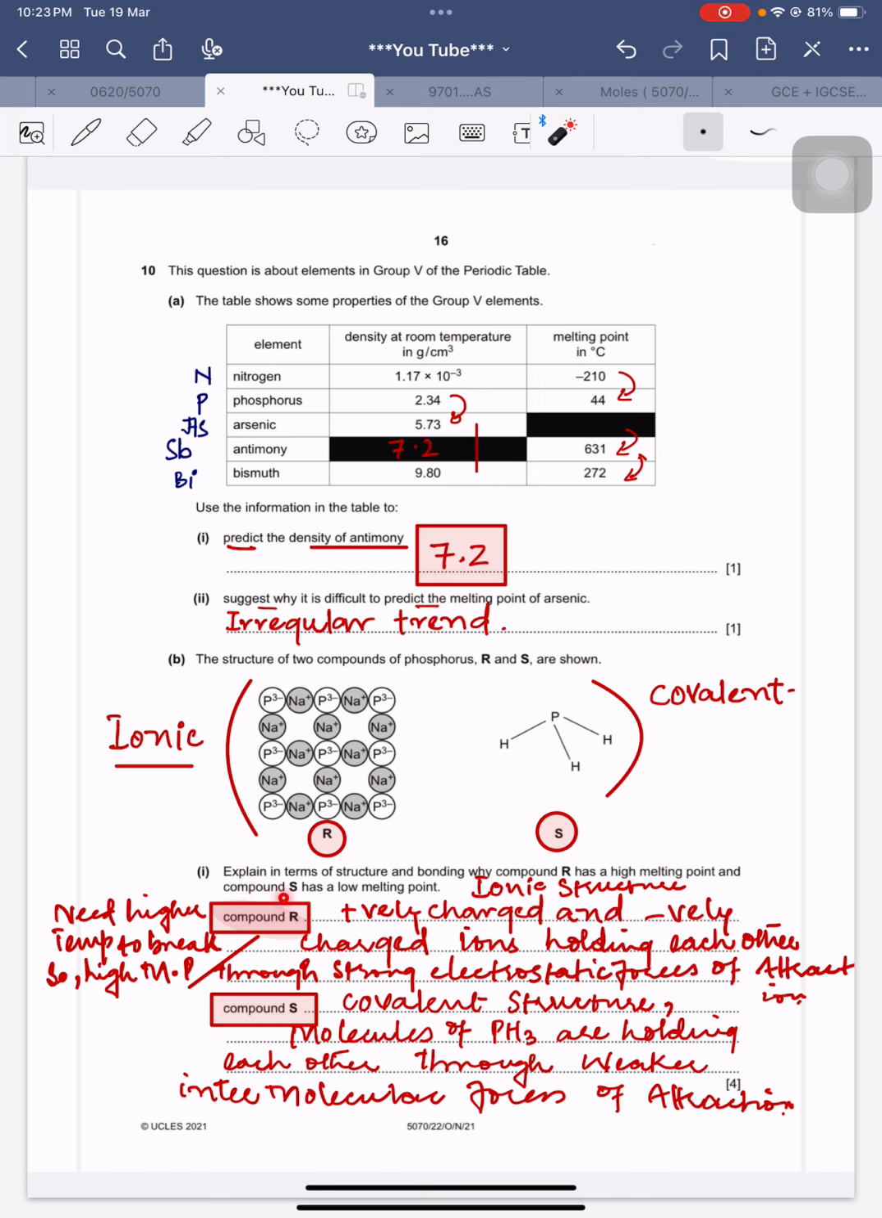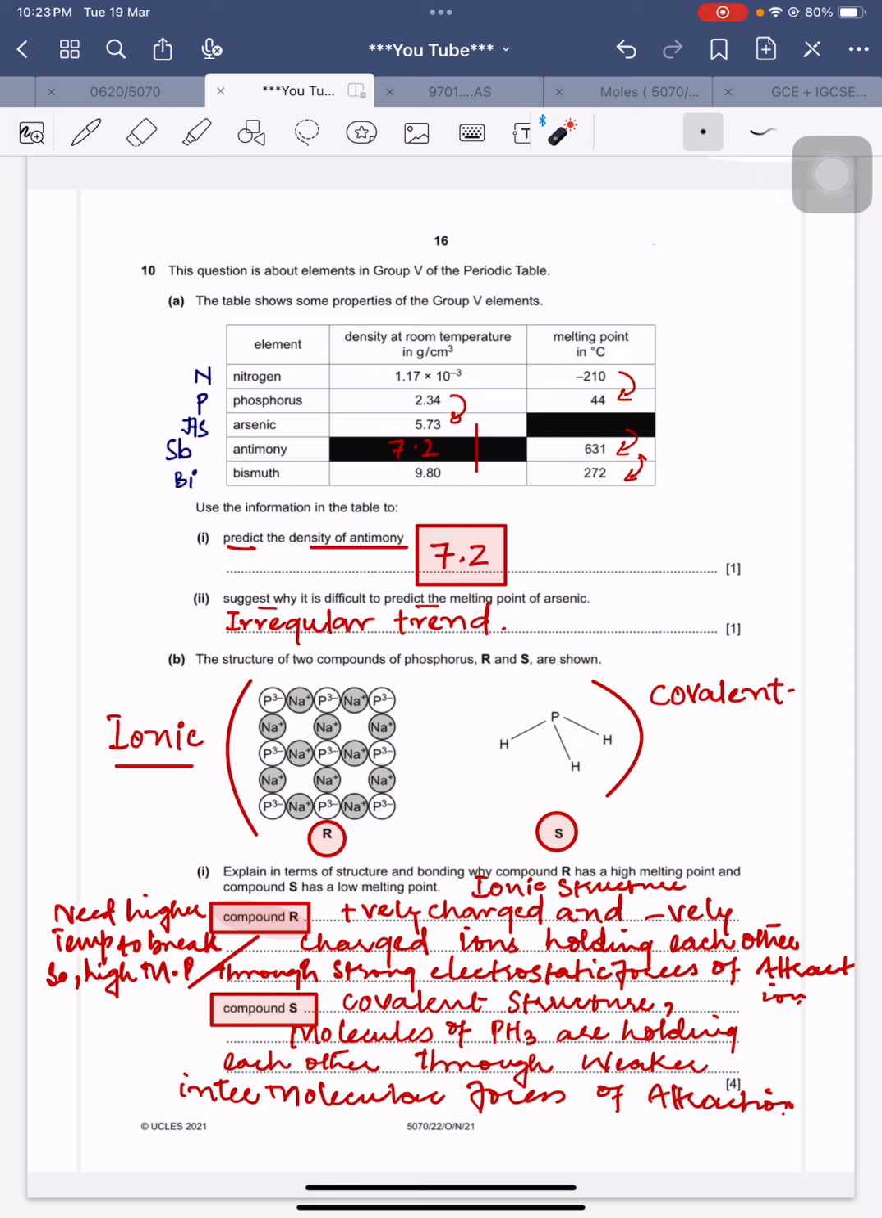Then they are asking, explain in terms of the structure and bonding why compound R has a high melting point and compound S has a low melting point. We can see R and S. So R is basically an ionic compound. R is a combination of positively charged and negatively charged ions holding each other tightly through strong electrostatic forces of attraction, and they demand high temperature to break these forces of attraction. That's why R has a high melting point.